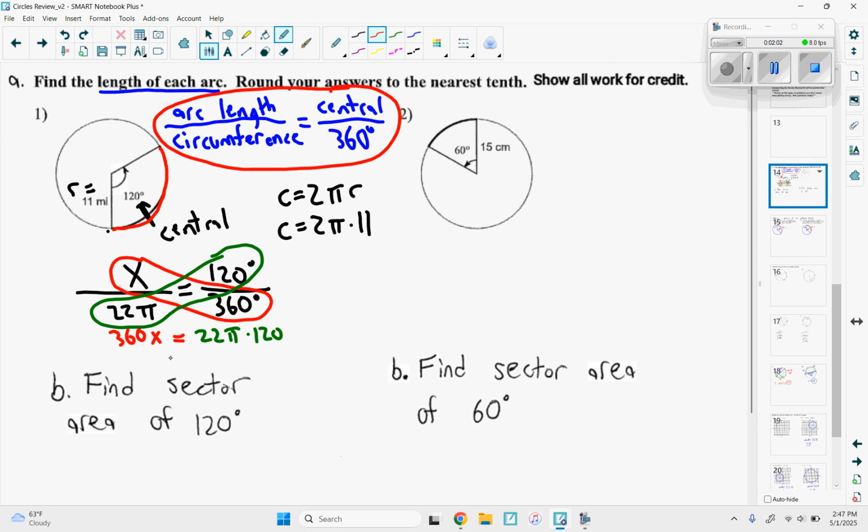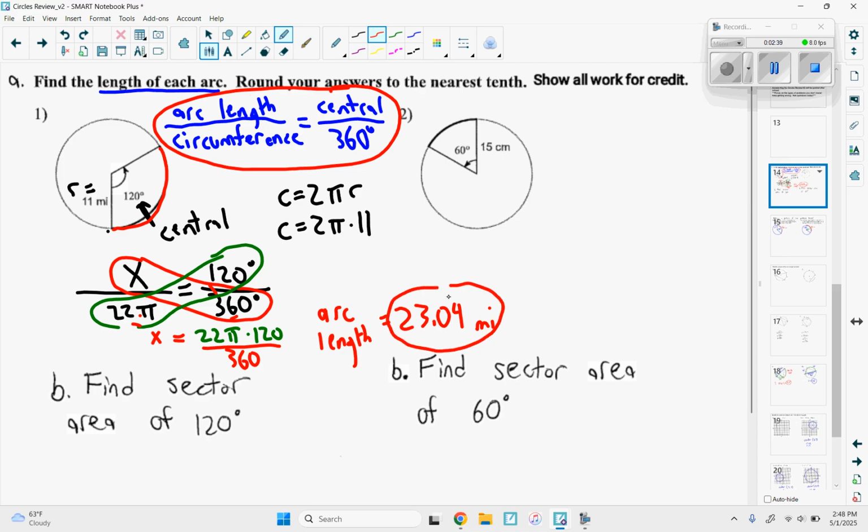And then we're solving for x. So we're going to divide both sides by 360. The 360s cancel each other out. And so x, our arc length, is 22 pi times 120 divided by 360. When we put that in our calculator, we get an arc length. So x, the arc length, equals approximately 23.04 miles.